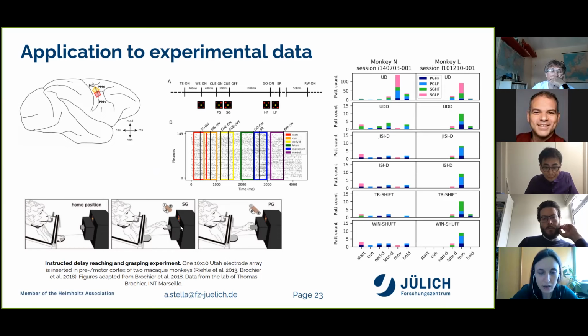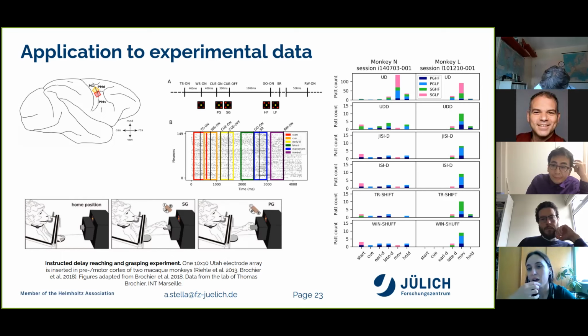Basically, they are pulling an object that you can see here with 2 different grips. And we want to detect spatial temporal patterns that are locked to the behavior of the monkey. So we segment the data accordingly, and we are able to look at these 2 different monkeys, 2 different sessions on different days, and vary the surrogate technique.